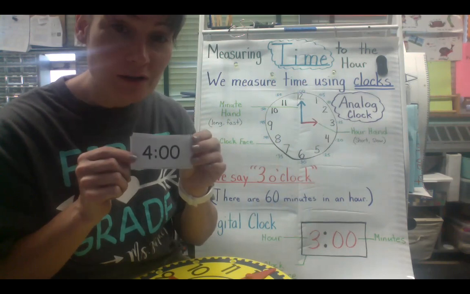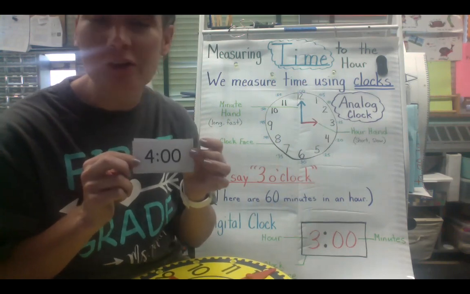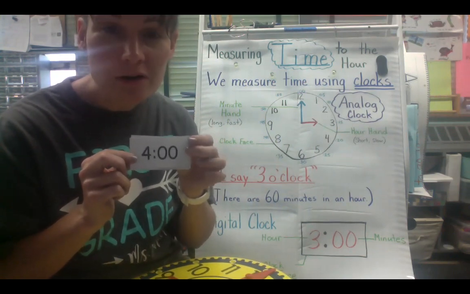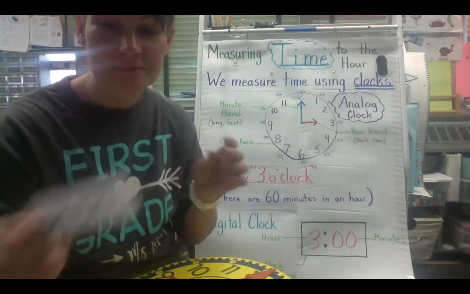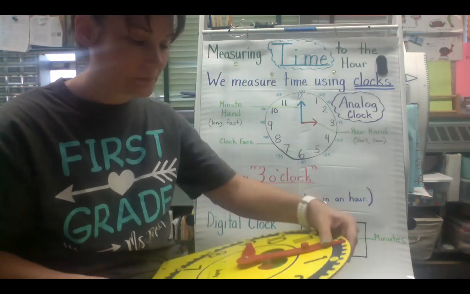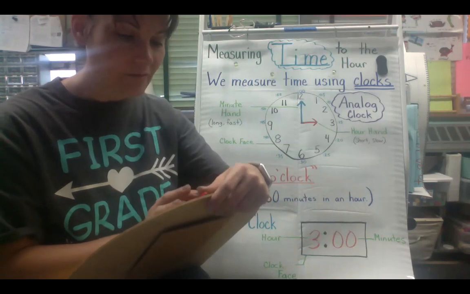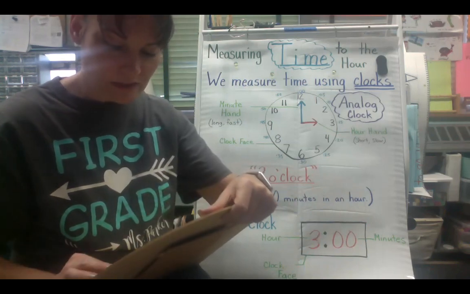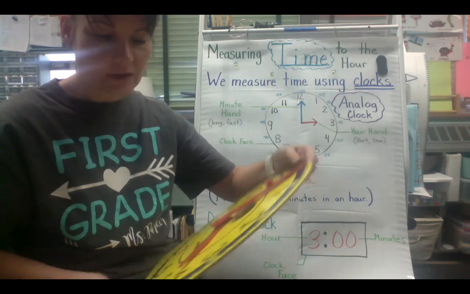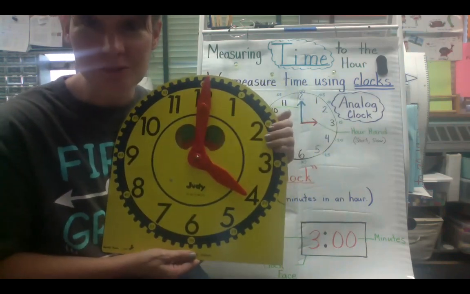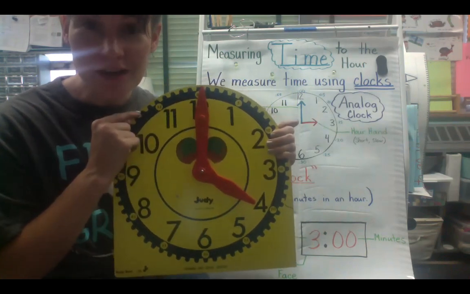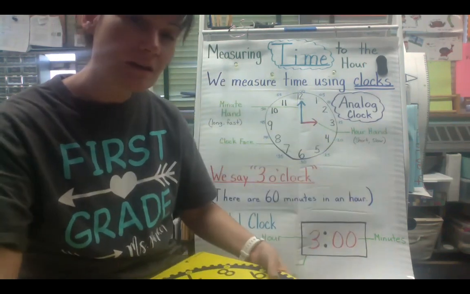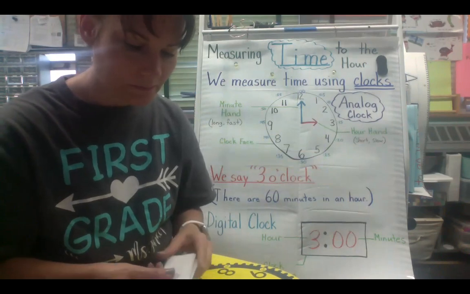4 o'clock. What would that look like on your clock? Let's see how we did. I would now have my minute hand pointing to the 12 and my hour hand pointing to the 4. 4 o'clock. Great job. Let's try one more.